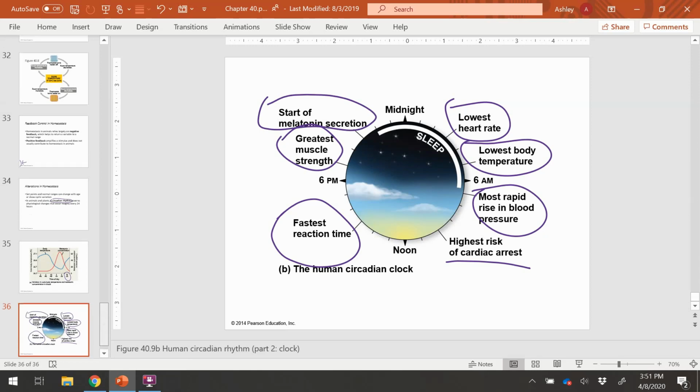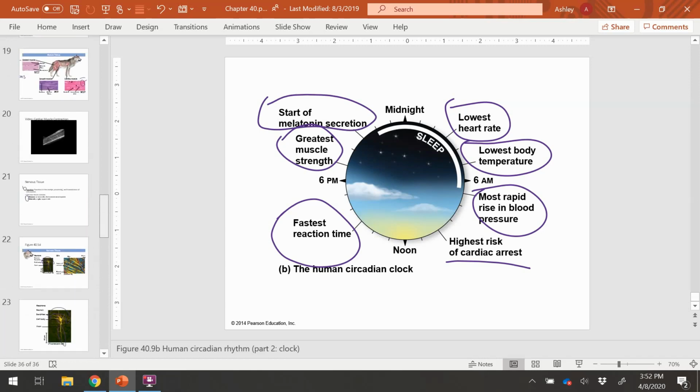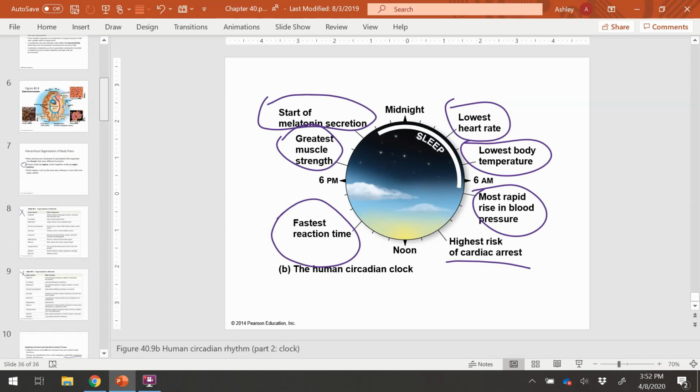So that essentially covers chapter 40. I try to keep this one short as most people are familiar with these topics already.